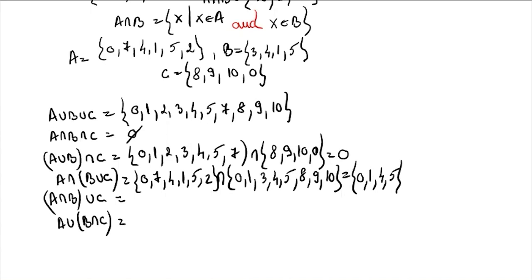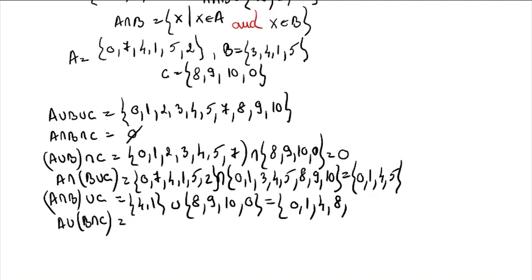The intersection between A and B are the common elements, which is 4 and 1, reunited with 8, 9, 10, 0. Now, the union between these two sets is 0, 1, 4, 8, 9, and 10.